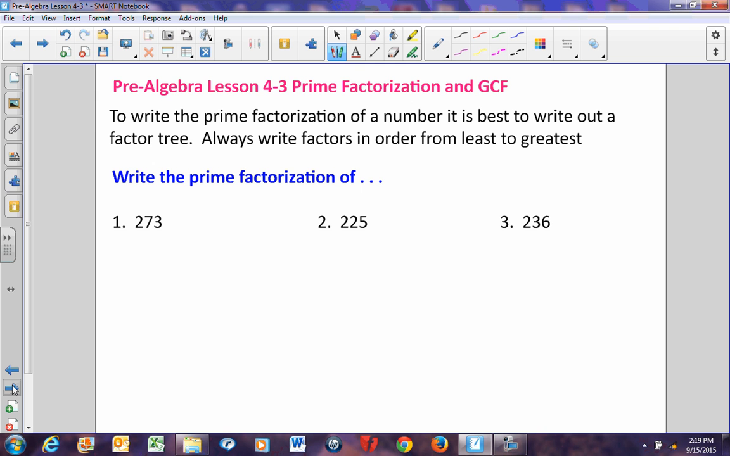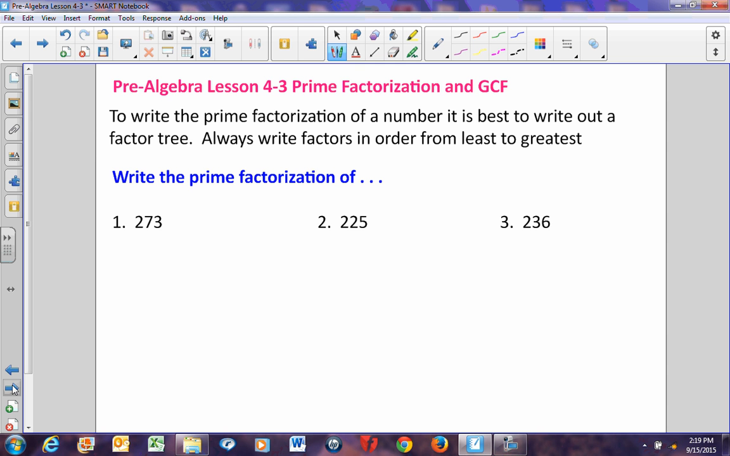All right, let's take a look at some other things. To write the prime factorization of a number, it is best to write out a factor tree. Always write factors in order from least to greatest, smallest to largest. Okay. To find the prime factorization of 273. Now, there's two ways to show a factor tree. You can show the actual factor tree, or you can do upside down division and kind of show a tree that way. All right, I'm thinking of 273.